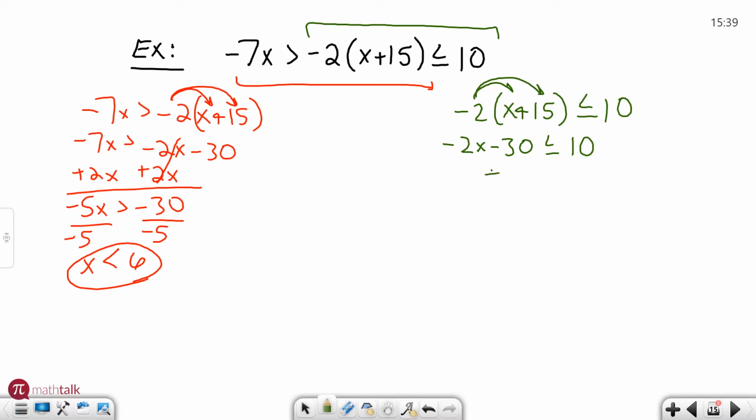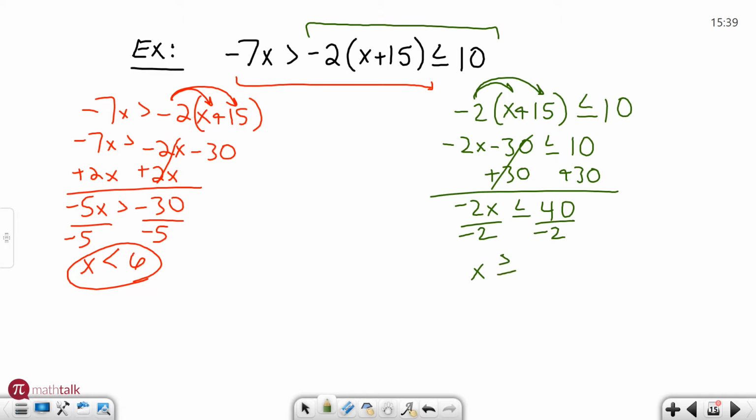I can do that by adding 30 to both sides. 30's go away. I get negative 2x is less than or equal to 40. So again, my last step is dividing by a negative number. So I need to make sure that it's not x is less than or equal to, it's x is greater than or equal to. So I've got to flip the sign. 40 divided by negative 2 is negative 20. And so I have the second part of my solution.